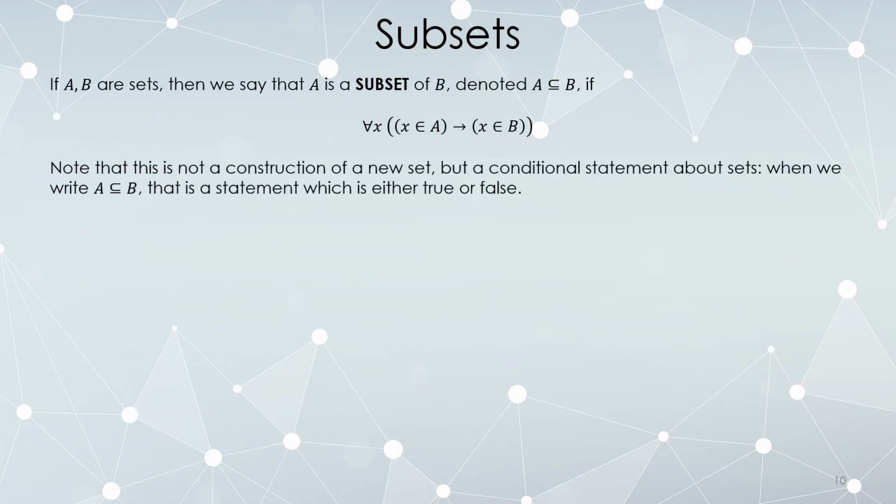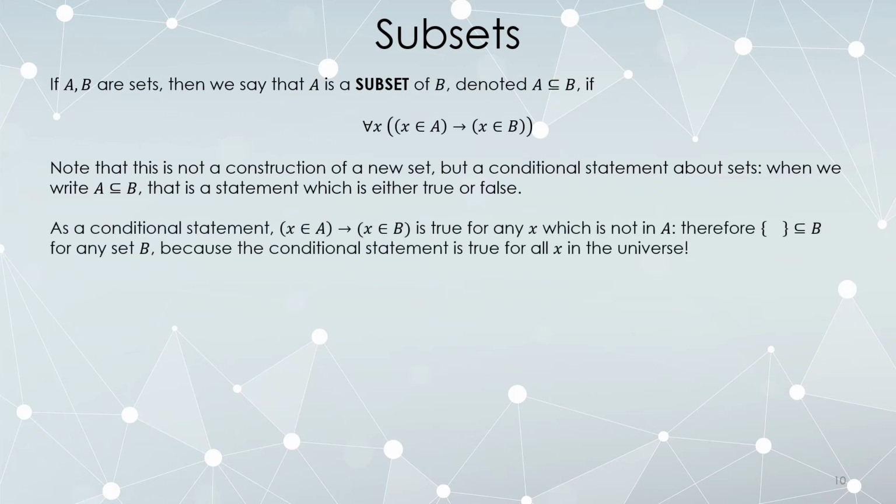So what we have done is not construct a new set. What we've done is we've made a statement about sets. When we write A intersect B or A union B, we're talking about a new set. But if we write A is a subset of B, we have made a claim, a statement that is either true or false. So this is a fundamentally different sort of thing. We're making statements, not just building new sets. Now it's a conditional statement. So look at that underlying conditional statement behind the quantifier.